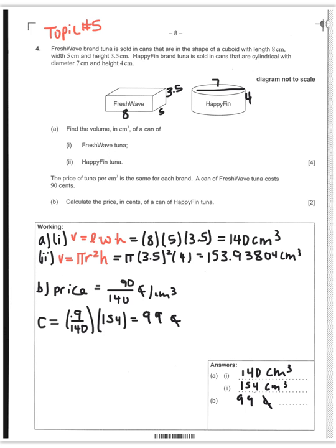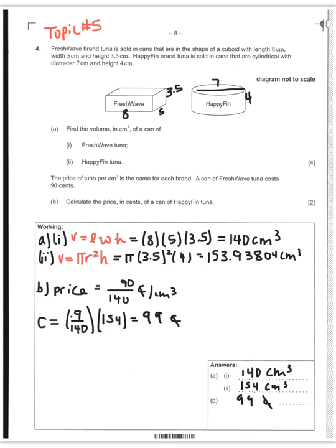So number 4 is a topic 5 question, some three-dimensional geometry. The first question, part A, wants us to find the volume of each of these tuna cans. The fresh wave can is a rectangular prism, so the volume, which is on your formula booklet, is the length times the width times the height, and they give us all three of those dimensions, so multiply all that together, you get 140 centimeters cubed.